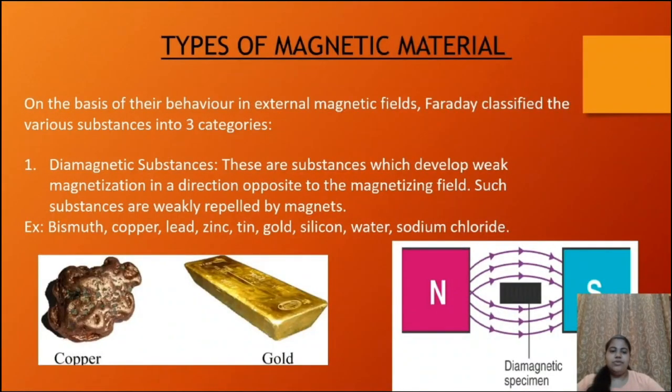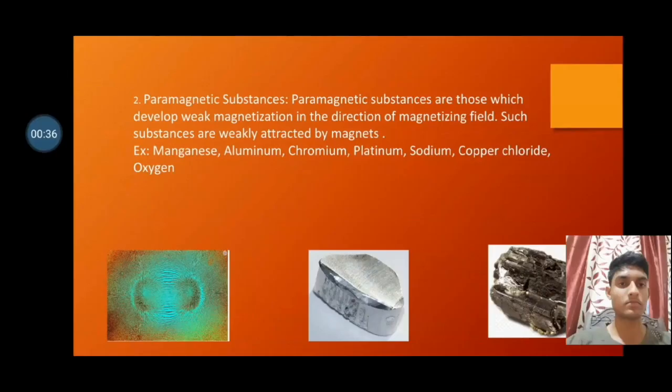I am Gemma D'Souza. The topic is types of magnetic material. The magnetic materials are divided into three categories on the basis of their behavior in an external magnetic field. The first one is diamagnetic substances. These are substances that are weakly magnetized when placed in a magnetic field. However, the magnetization is in the direction opposite to that of the magnetic field. The substances are weakly repelled by a magnet. The examples are copper, gold, silicon, water, sodium chloride.